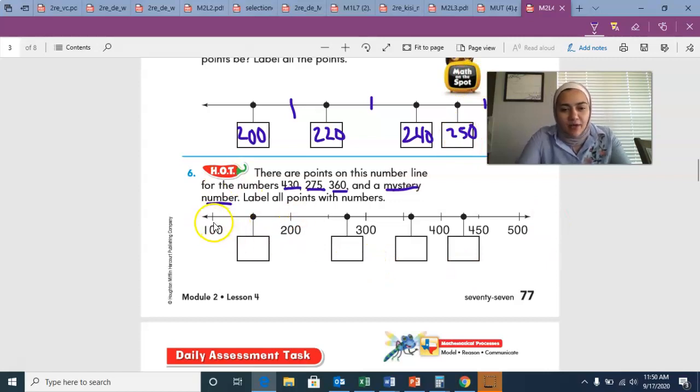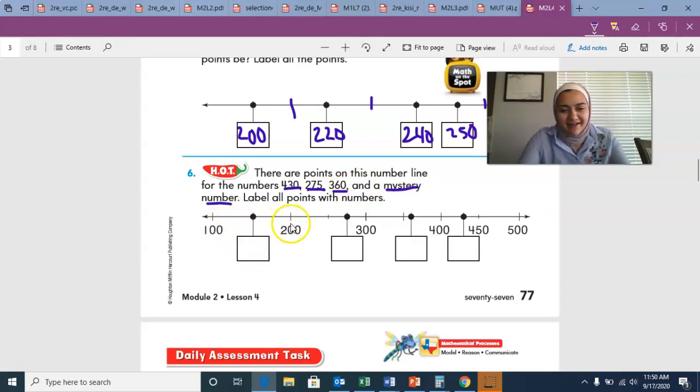All right, if this is 100 and this is 200, what goes here? It has to be a number between 100 and 200, right? Is 400 between 100 and 200? 400 is after. That's not it. Is 275 between 100 and 200? 275 is bigger than 200. Is 360? So this must be our mystery number.